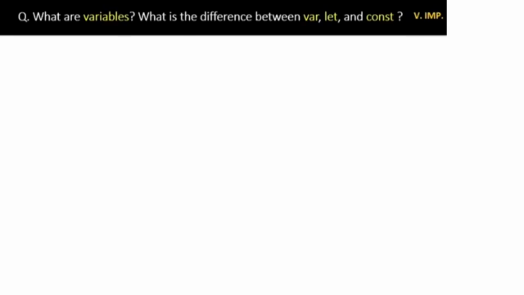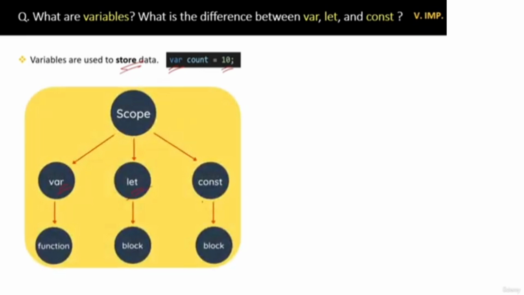What are variables? What is the difference between var, let and const keywords? Very important question. The simplest definition of a variable is that variables are used to store or hold data. For example, here 10 is the data or value and we used the var keyword to store it. Similarly, other than var, we can also use the let and const keywords to store data. The scope of a var variable is inside the whole function, whereas the scope of let and const variables is inside the block only, like an if block, a while loop block, etc.